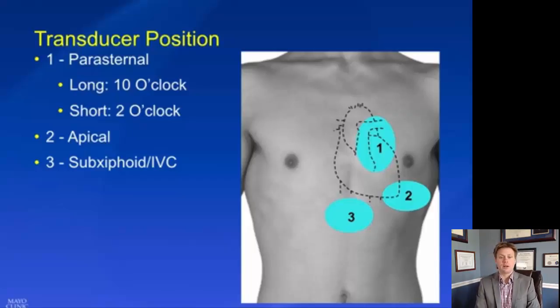And the subxiphoid and IVC views obviously are going to be placed right below the xiphoid process, and in most cases will be slightly to the right of midline, so that we can use the liver as an acoustic window into the heart, so as to avoid scatter from gaseous distension of the stomach and small bowel.